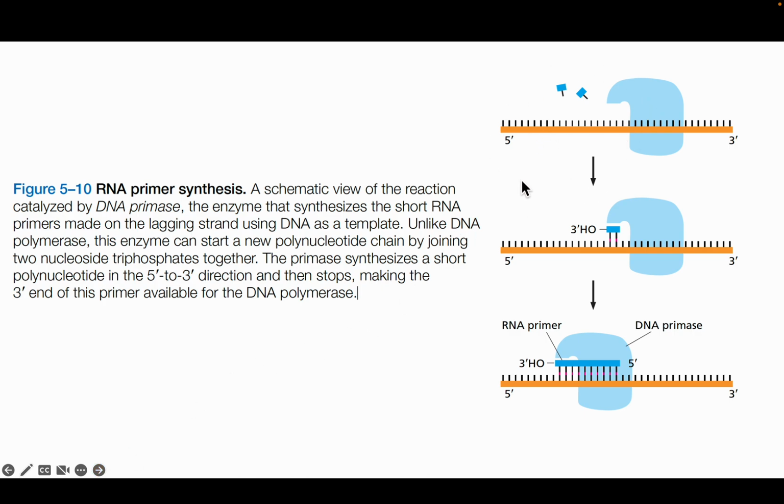This is how RNA primer synthesis occurs. Here you can see this reaction catalyzed by DNA primase. What does this enzyme do? It synthesizes the short RNA primers made on the lagging strand using DNA as a template. Unlike DNA polymerase, this enzyme can start a new polynucleotide chain by joining two nucleoside triphosphates together. The primase synthesizes a short polynucleotide in the 5' to 3' direction and then stops, making the 3' end of the primer available for the DNA polymerase.